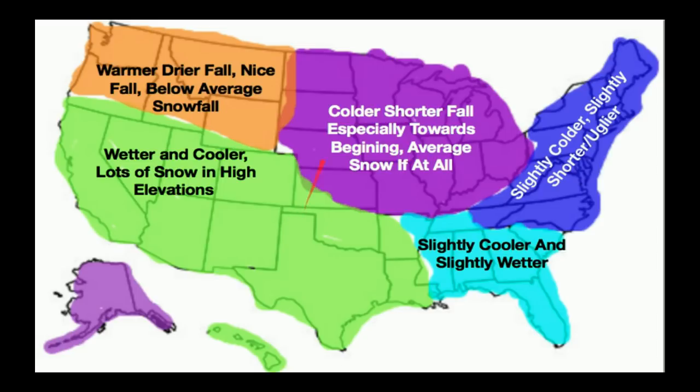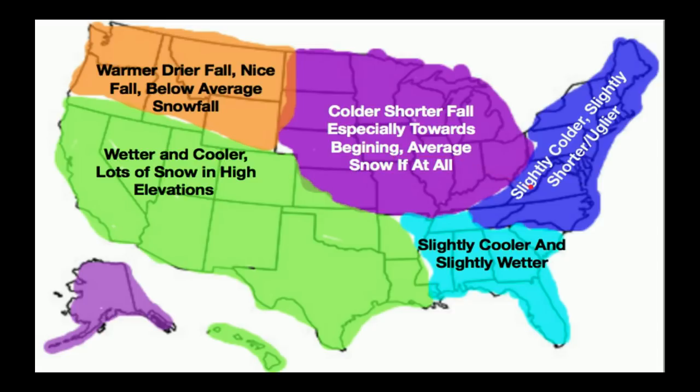So let's start in the Midwest. Colder, shorter fall, especially towards the beginning, average snowfall if at all. I said colder, shorter fall, especially towards the beginning, because that's when the temperatures could be below average. However, later on, it might warm up, and that's why the snowfall will be around average, or none at all, because much of these states don't even receive that much snow during the fall. They do, but not too much.